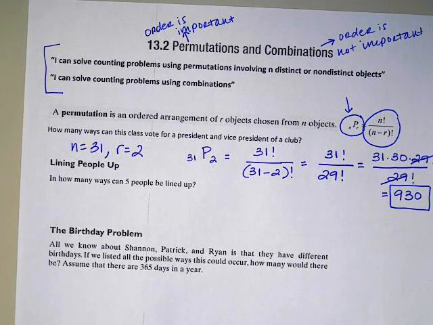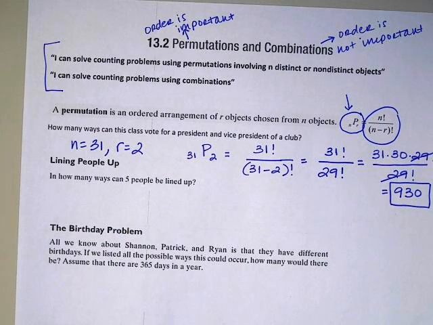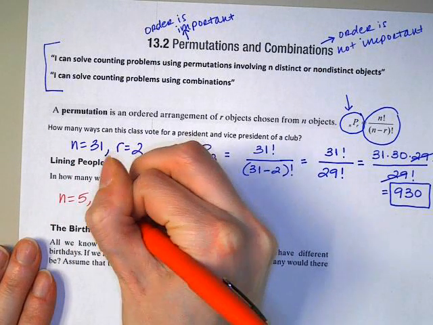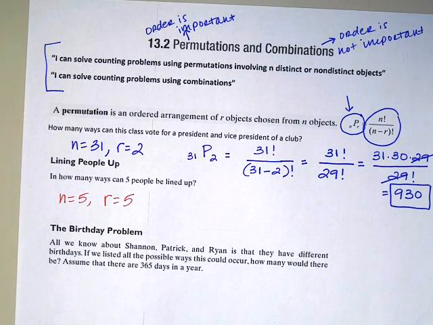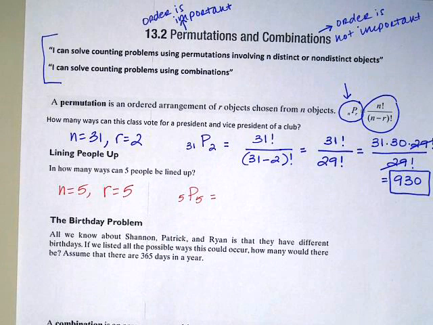Okay, lining people up. Again, order does matter if you're counting different ways to line people up. So this will be a permutation as well. You have 5 people lined up, so that would be in 5 different places. So if you want to use permutation, in this problem, N would be 5. And R would also be 5 because you're putting 5 people in 5 different slots. Okay, so this one could be 5P5. And you can either write it out or type it in the calculator.